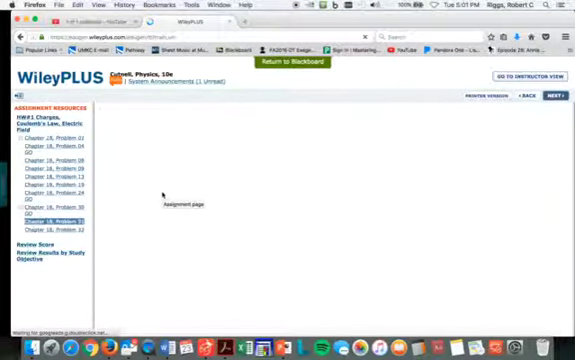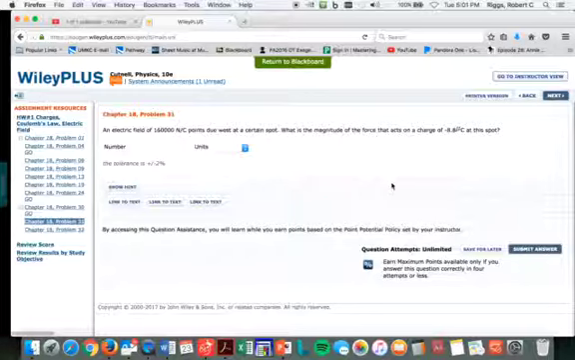So that's a fun problem. So let's look at problem 31. Electric fields. What is that? 160,000 newtons per coulomb, points due west. So what is the magnitude of the force that acts?